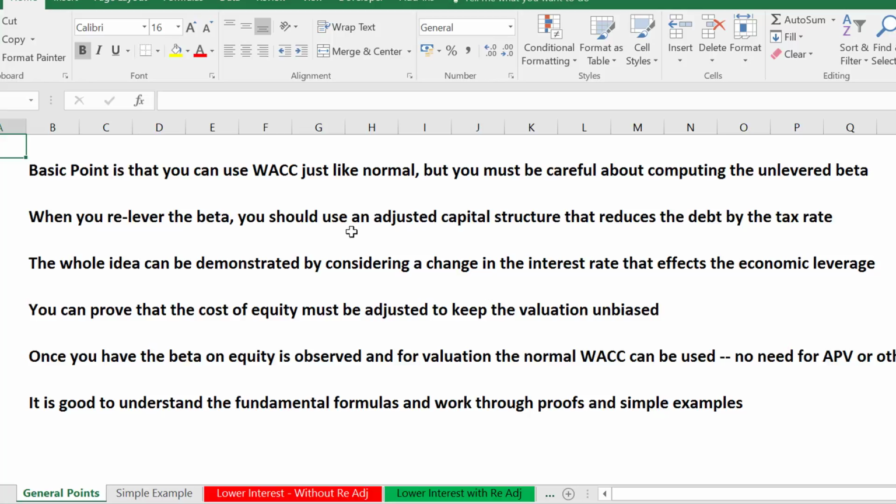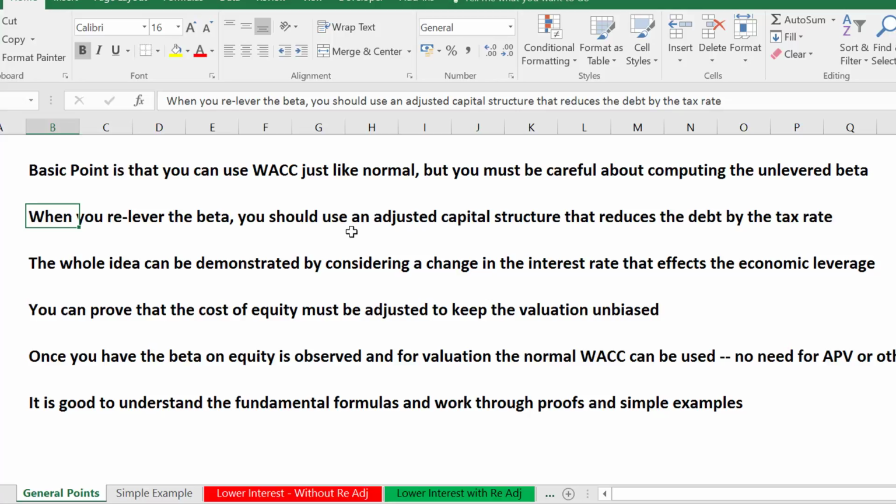Now, here is my general point. The basic point is you can use the WACC like you always do, and we're going to prove it. With these WACC formulas, proving it is the big deal, and it's not nearly as bad as you think. The only thing you have to be really careful about is when you do this whole business of ungearing or unlevering and relevering the beta.